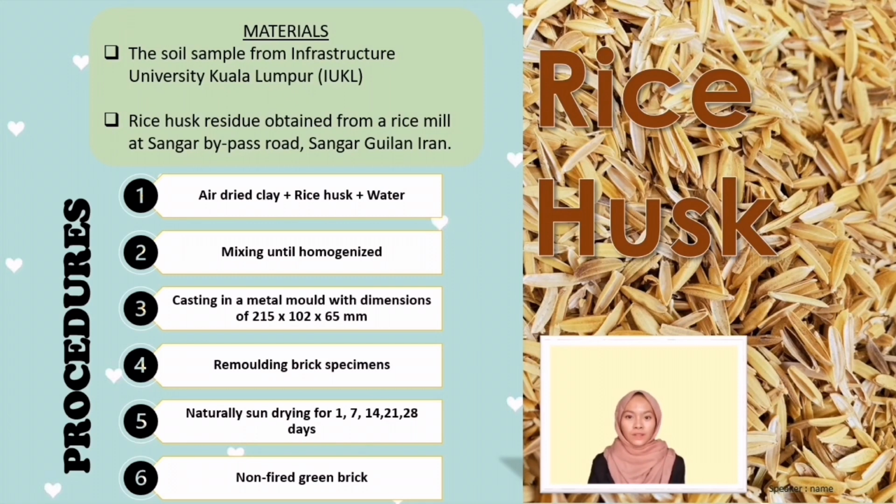The soil mixture was transferred to the mold with dimensions of 215 times 102 times 65 millimeters. The mixing and the casting process were completed in less than 1 hour. Then the specimens were left to cure under the sun for 7, 14, 21 and 28 days at an average temperature of 33 Celsius. This is the preparation of non-fired green brick.